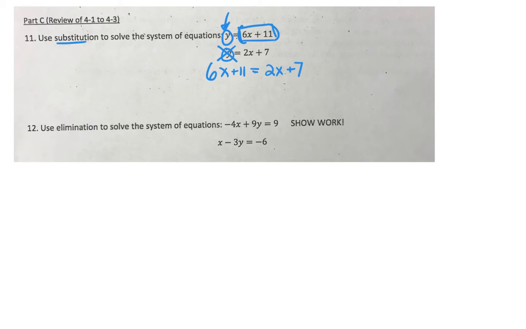Okie dokie. So now that I've made the substitution, it's time to solve. I need all my x's on one side, so I'm going to subtract 2x. 4x plus 11 equals 7. Need all my numbers on the other side, so I'm going to subtract 11. And now it says 4x equals 7 minus 11, which is negative 4. So lastly, divide by 4, and it's going to say x equals negative 1.